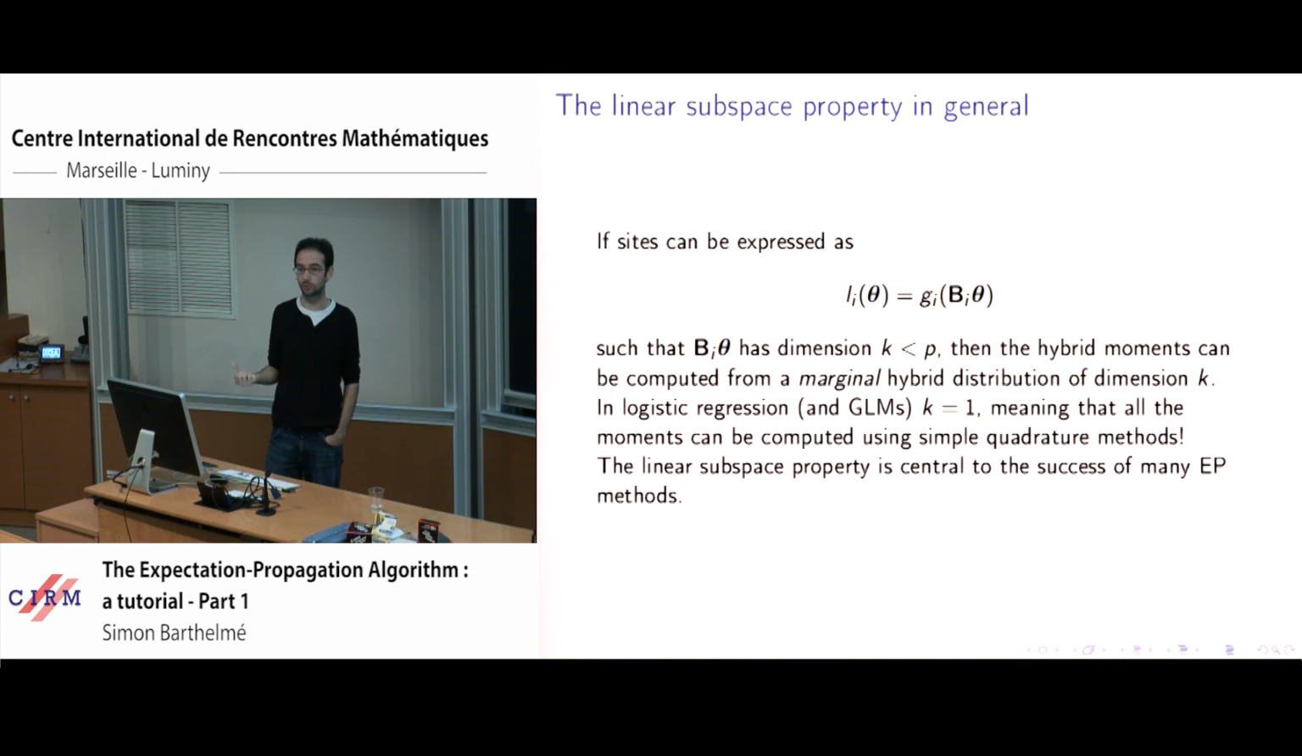Christian was talking yesterday about some Rao-Blackwellization, and this is a kind of Rao-Blackwellization. You can compute your moments on distributions of lower dimensionality. And it's absolutely central to the success of EP.